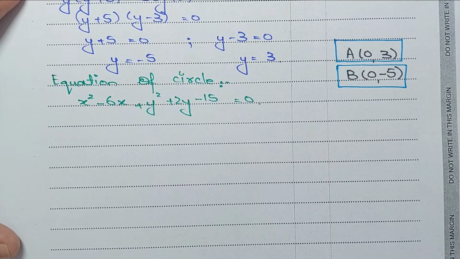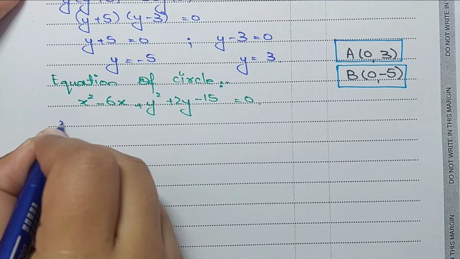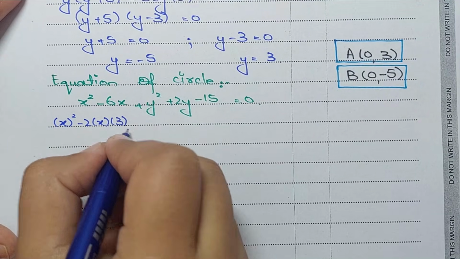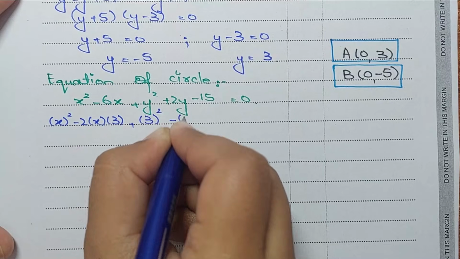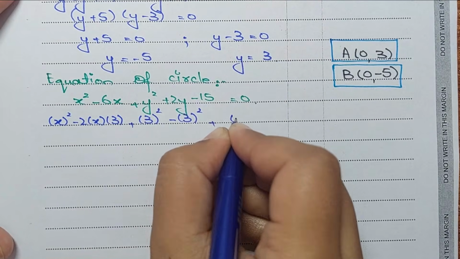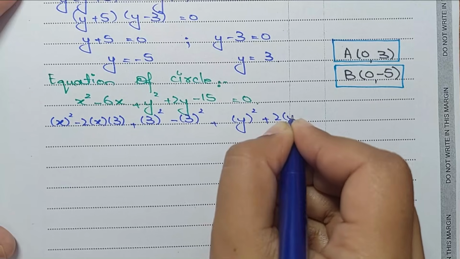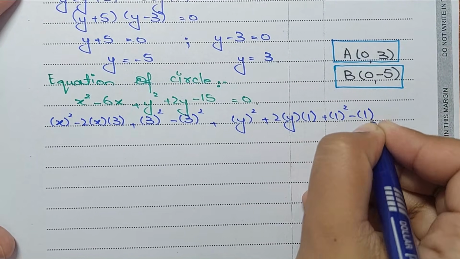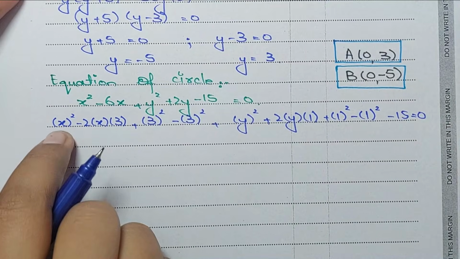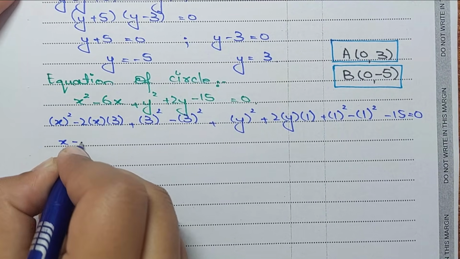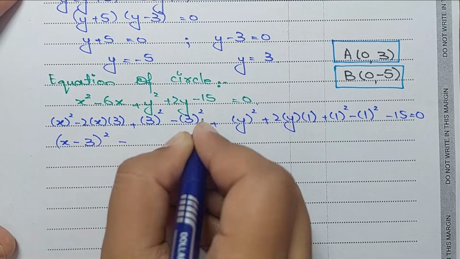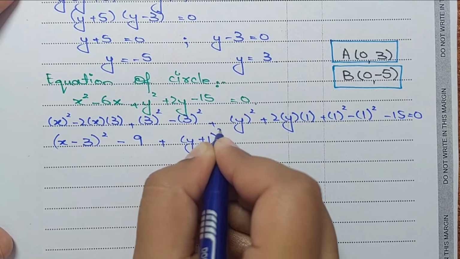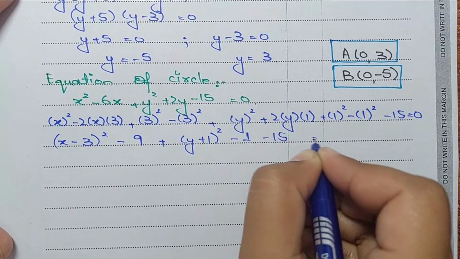In order to complete the square, we can say x square minus 2 into x into 3 gives you minus 6x plus 3 square and minus 3 square. And then the y term is y square plus 2 into y into 1. This gives you 2y plus 1 square and minus 1 square, and minus 15 is outside. Combine these terms, which is x minus 3 whole square minus 9 plus y plus 1 whole square minus 1 minus 15 equals to 0.